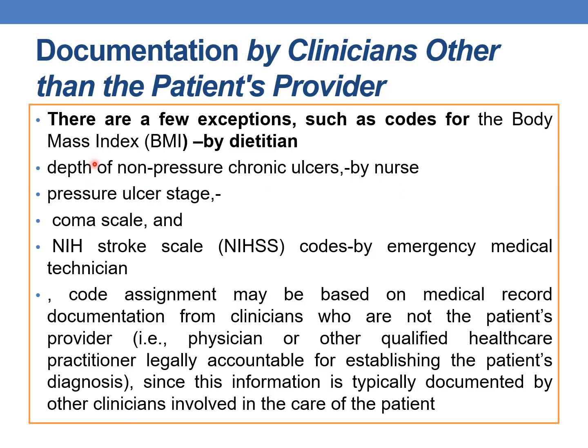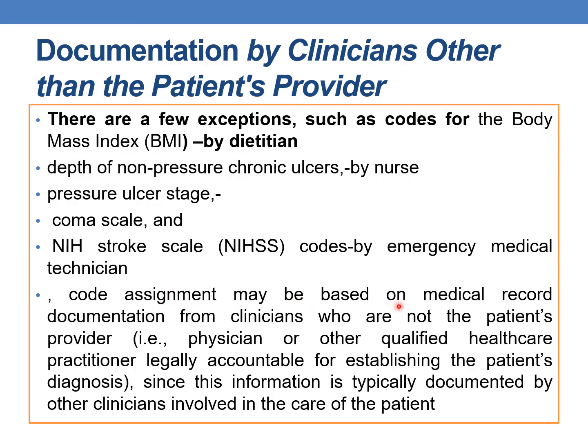Usually the code assessment is based on the documentation provided by the patient's physician. But you can take a few exceptions such as BMI can be documented by a dietitian, that can be considered, and depth of non-pressure chronic ulcer can be documented by a nurse, which is another qualified healthcare professional, that can be considered. Pressure ulcer stage, coma scale and NIH stroke scale can be documented by an emergency medical technician. They can also be considered for assigning the code.